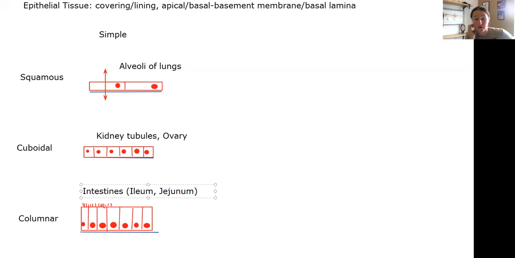And so when you look at these slides after watching this video, you will see a section of ileum or jejunum. Again, look for the lumen. That's where your food would be, and so these cells would be responsible for secreting extra enzymes or extra buffers into your intestines, as well as absorbing digested food.